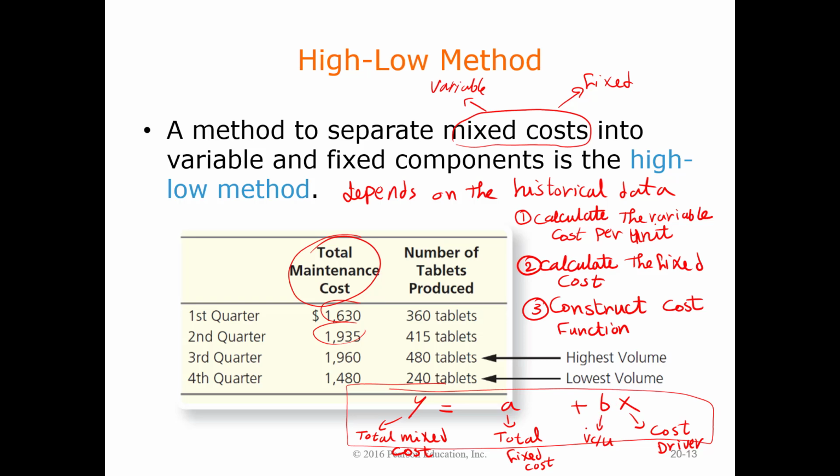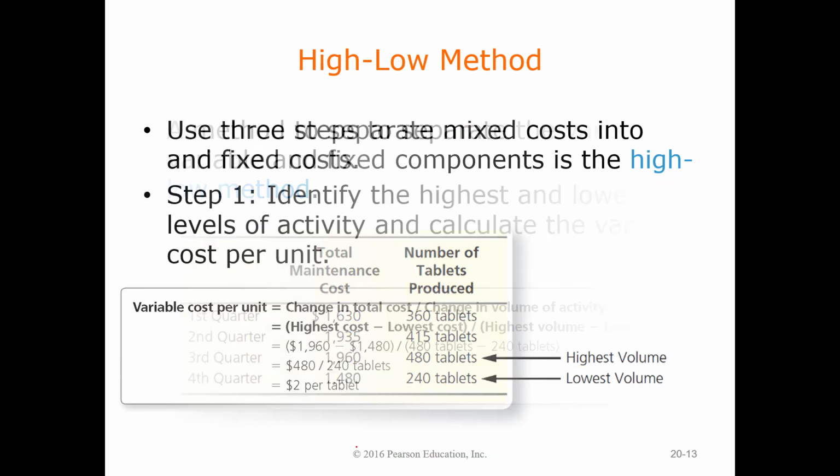Okay, here, how to do that on that example? I will start by selecting highest and lowest cost driver. And be careful, I said the highest and the lowest cost driver. I didn't say the highest and lowest cost. Cost driver here is the number of tablets produced. So I selected this point and this point. This is the highest and this is the lowest. And I will start solving.